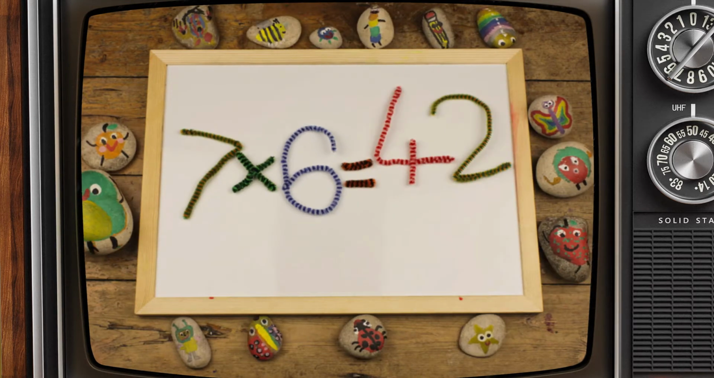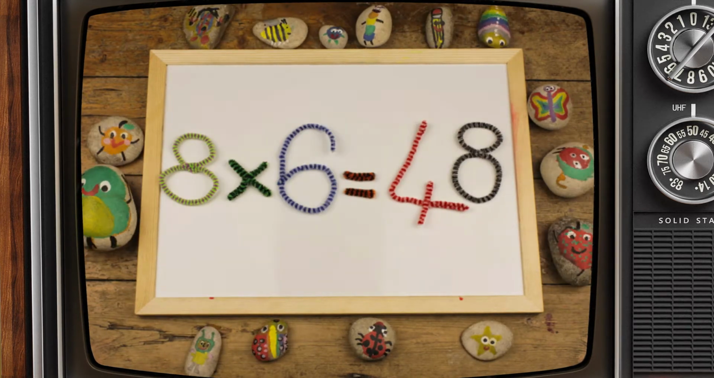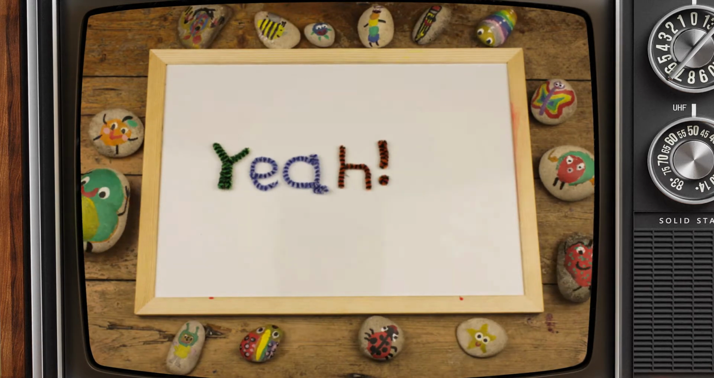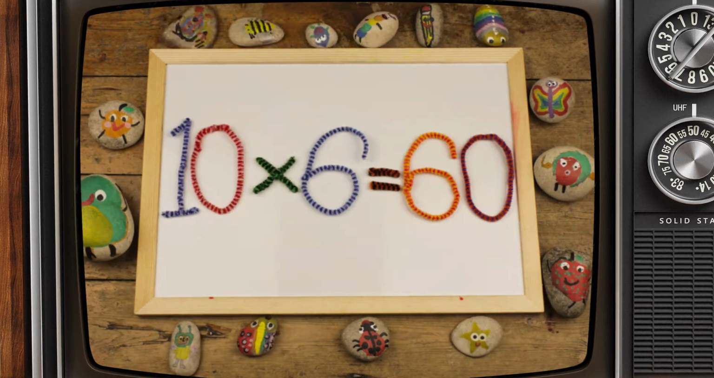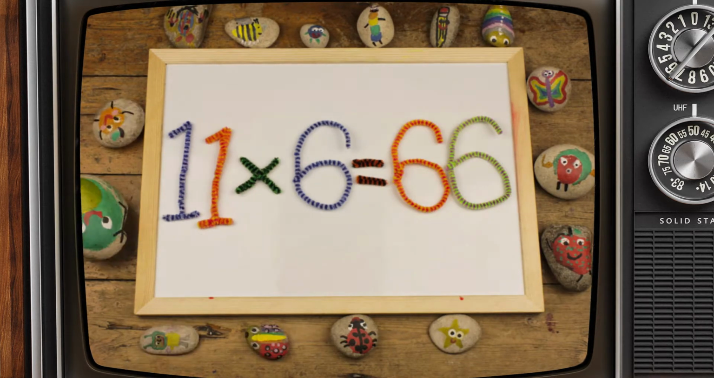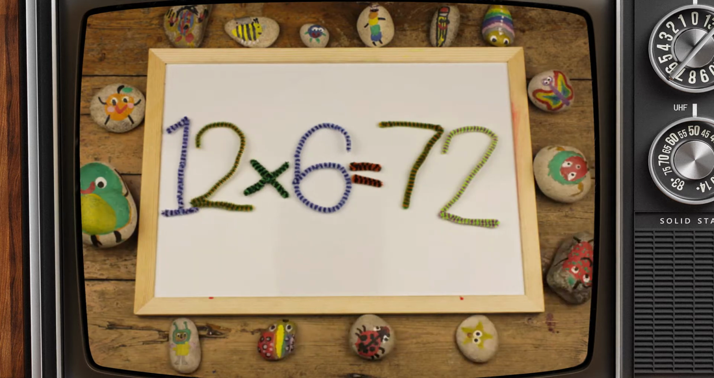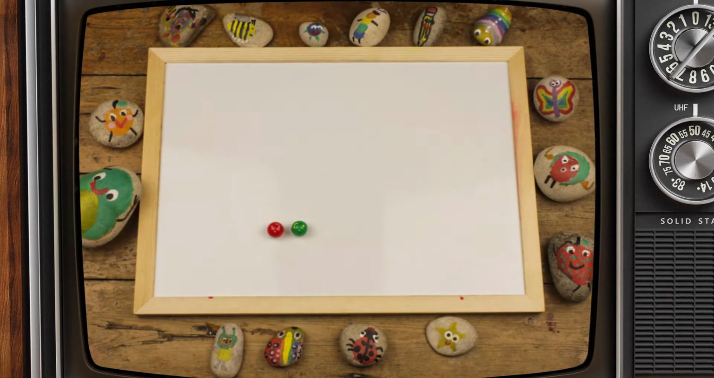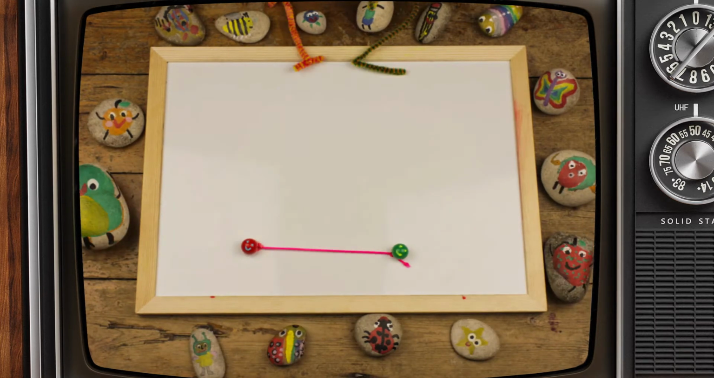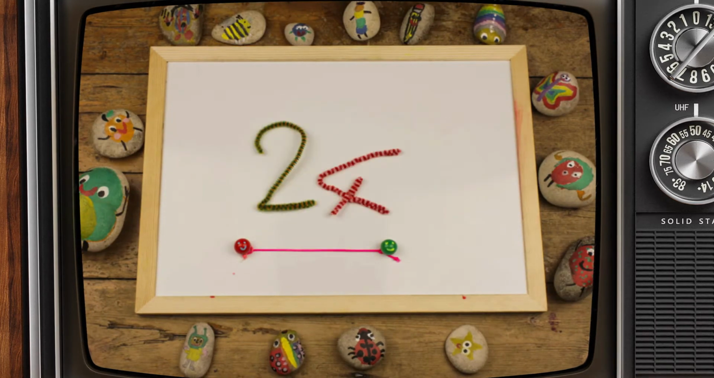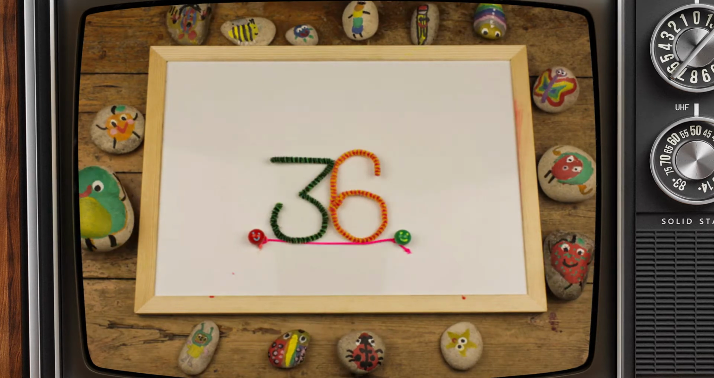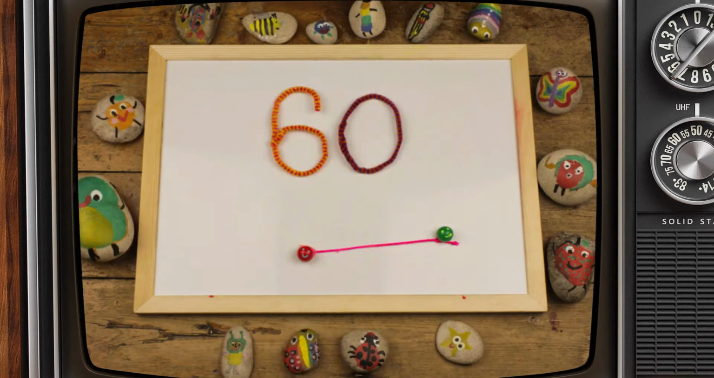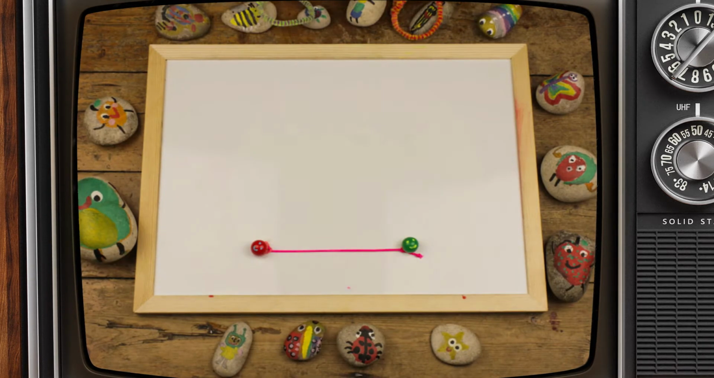7 times 6 is 42, 8 times 6 is 48, 9 times 6 is 54. Yeah! 10 times 6 is 60, 11 times 6 is 66, 12 times 6 is 72. Woo! 6, 12, 18, 24, 30, 36, 42, 48, 54, 60, 66, 72.